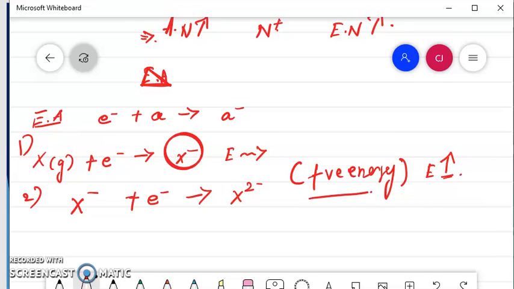How does the electron affinity increase with the atomic number? That we have to know. So let's see here.